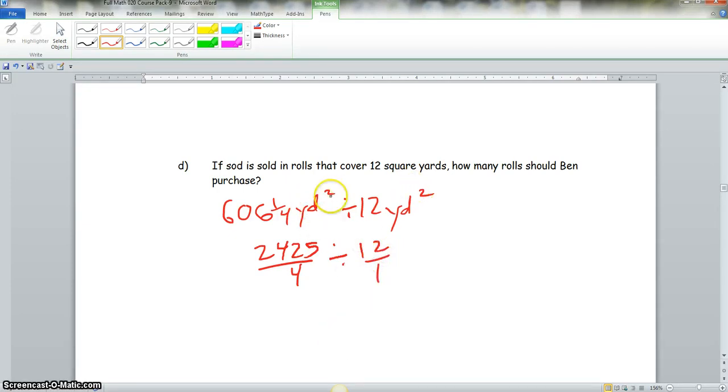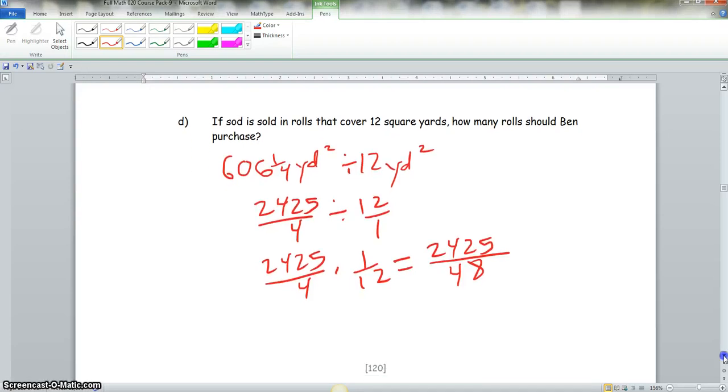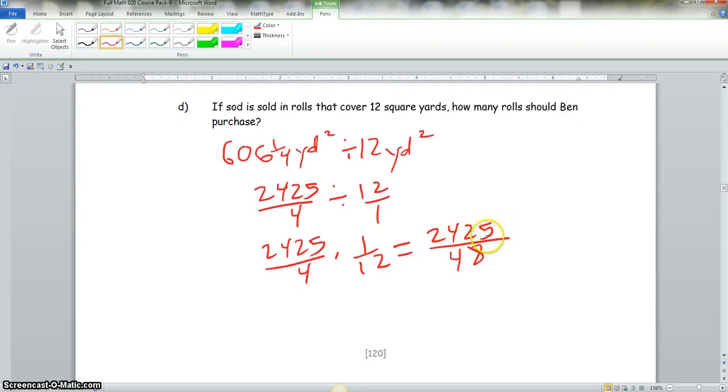Now these square yards will simplify each other out. So now this will give us 2,425 divided by 4 times, we'll take the reciprocal of 12 over 1, which is 1/12. Now, this is equal to 2,425 all over 48. Now, we need to take 48 into this 2,425.